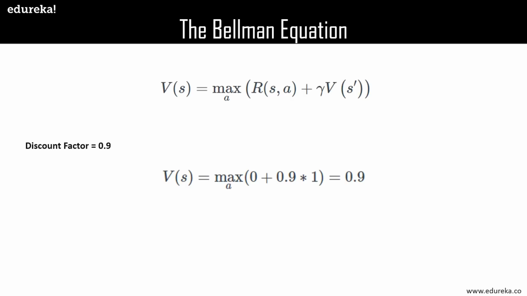That gives us 0.9. Now here the robot will not get any reward for going to a state marked in yellow, hence R(s, a) is 0 here. But the robot knows the value of being in the yellow room, hence V(s') is 1.